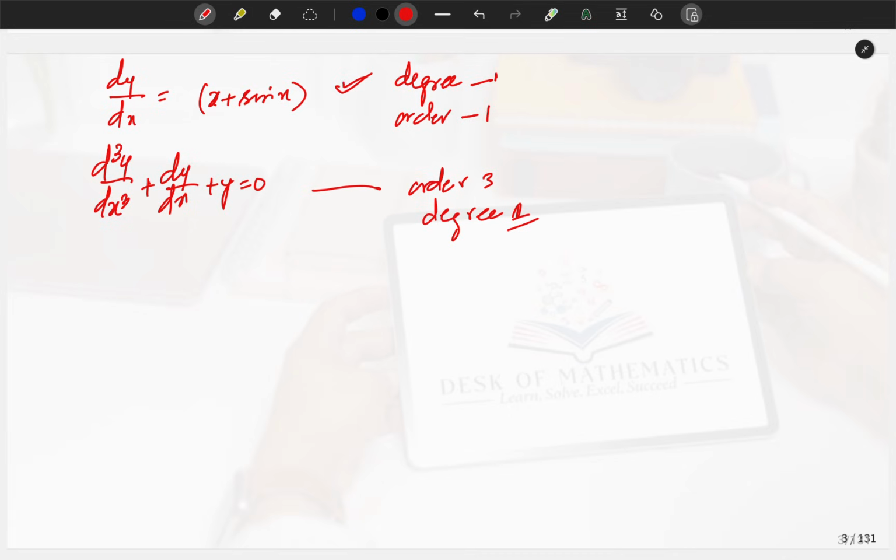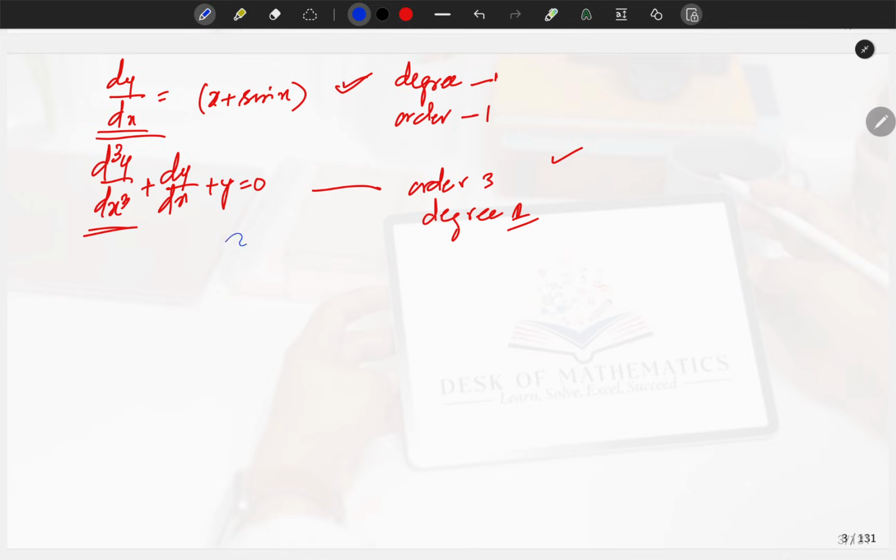So when we have a single independent variable, we say it is an ordinary differential equation, and if it has more than one independent variable, we say it is a partial differential equation. Similarly, the order of a differential equation is the order of the highest order derivative in the differential equation. And the degree of the differential equation is the degree of the highest derivative when differential coefficients are made free from fractions and radicals.